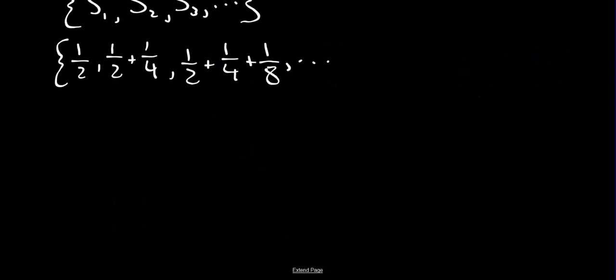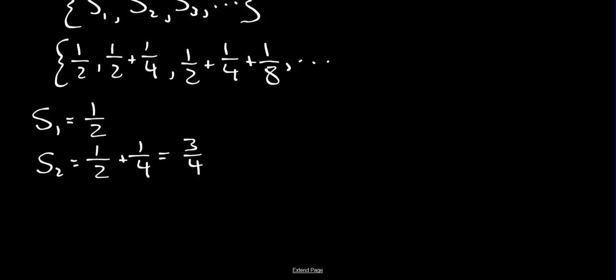Now, let's back up a minute. We've got the first partial sum is 1/2, and let's look at the second partial sum. What I want to do is add these up. So I've got 1/2 plus 1/4. What's that going to be? 3/4. Okay, 1/2 plus 1/4 is 3/4.